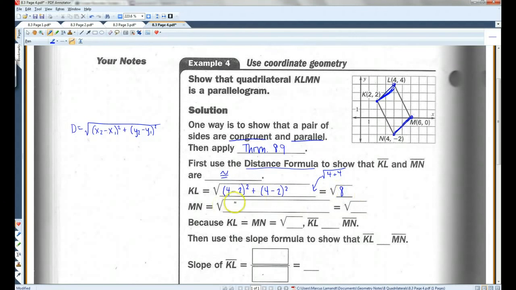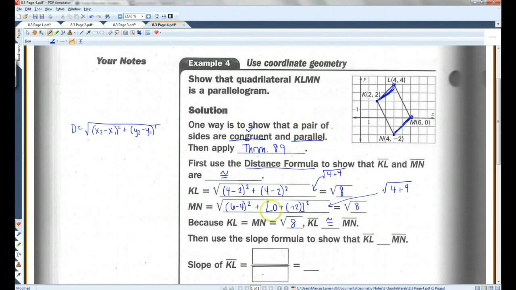MN, I'm going to plug in those points. 6 minus 4 squared plus 0 minus negative 2 squared. I'll add another step. 6 minus 4 is 2 squared. Minus negative becomes a positive. 2 squared again is 4. So we have the square root of 8. Because they both equal root 8, they're congruent. So, we've shown they're congruent.